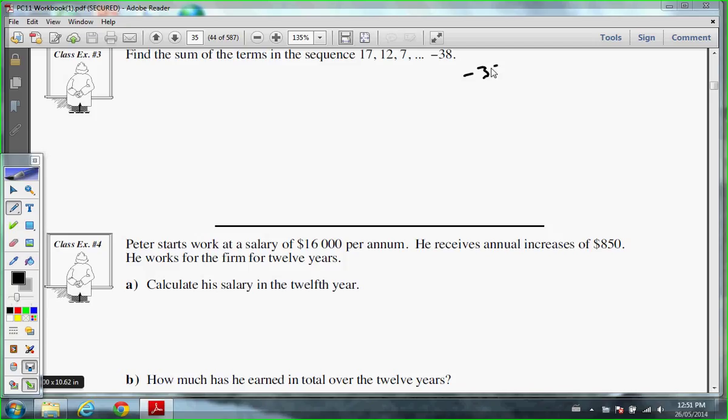So we know it's negative 38, right? That's my T sub N. I don't know my N, but what's my A? 17 plus N minus 1. What's my D? Negative 5. See that? By plugging all that stuff in that we know, we can isolate N and figure out what term number that is. So I'm going to minus 17 over. That gives me negative 55 equals negative 5N, excuse me, plus 5, minus another 5 over.